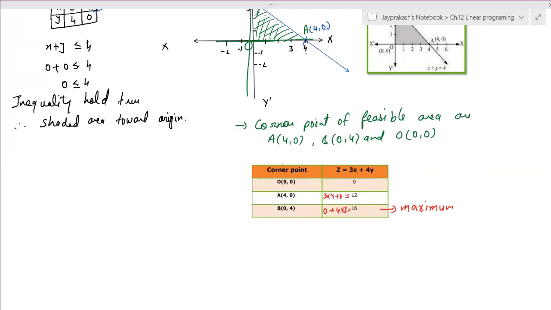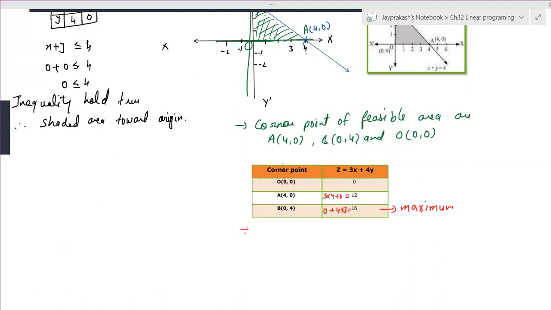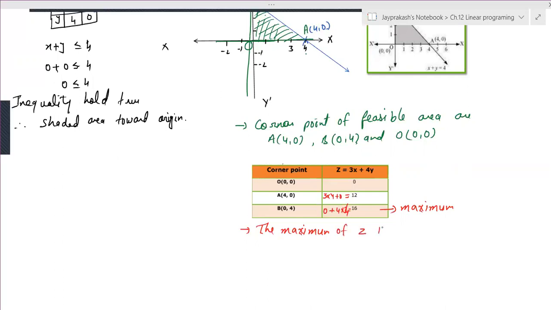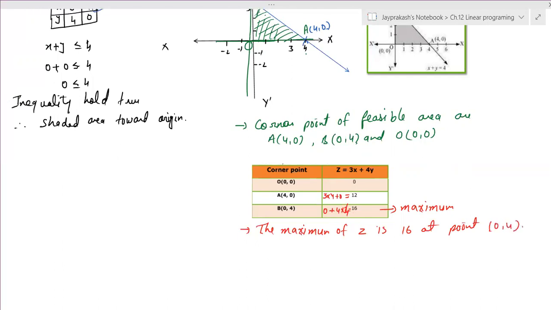So we will write here the maximum value of Z: 4 into 4, right? It's 4 into 4. The maximum value is 16. The maximum Z is 16 at point 0, 4.